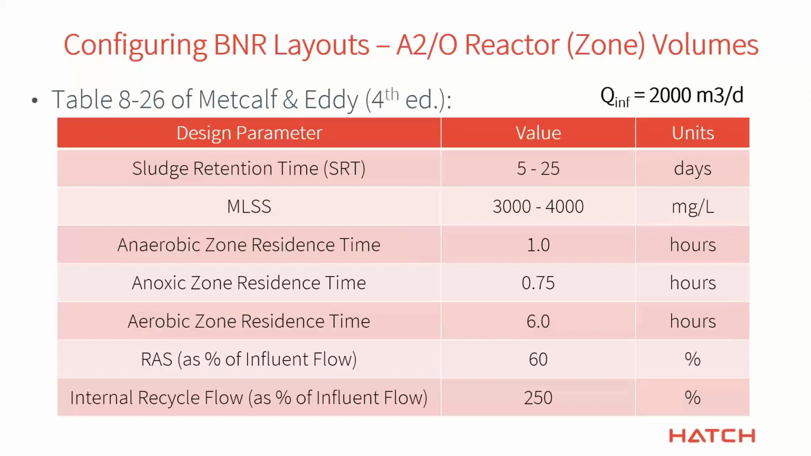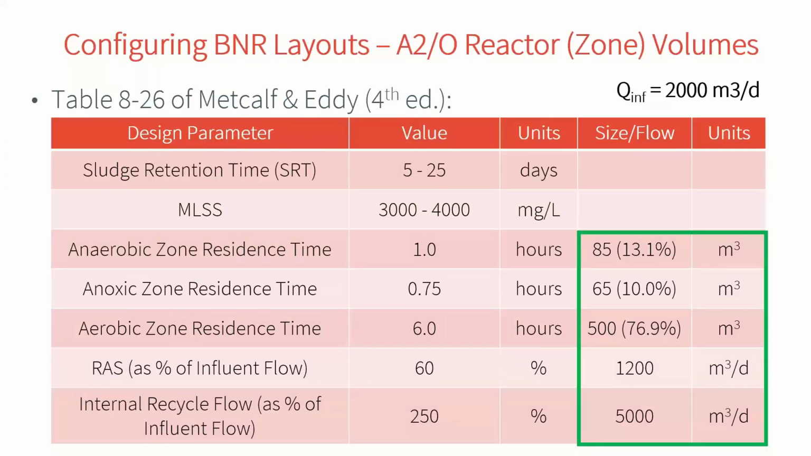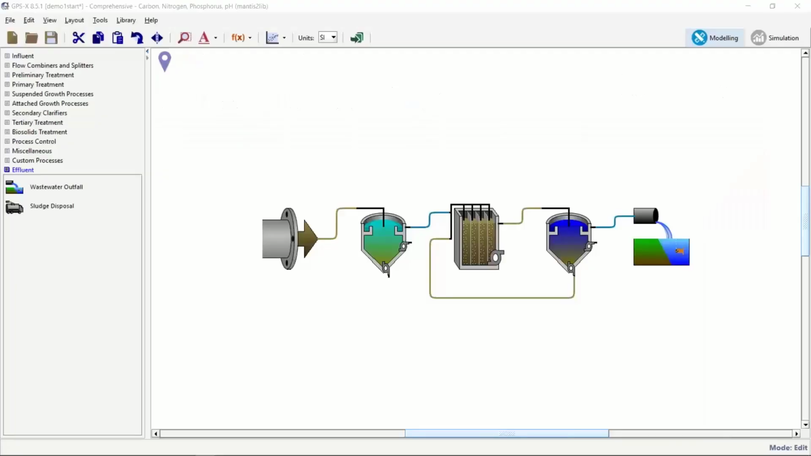So for an influent flow of 2,000 meters cubed per day, that's going to give us these numbers here: 85 meters cubed, 65 meters cubed, and 500. And then we got our RAS, 1,200 meters cubed per day, and 5,000 meters cubed per day for the internal recycle. All right, so we've got all of those numbers, and so let's put those into GPS-X now.